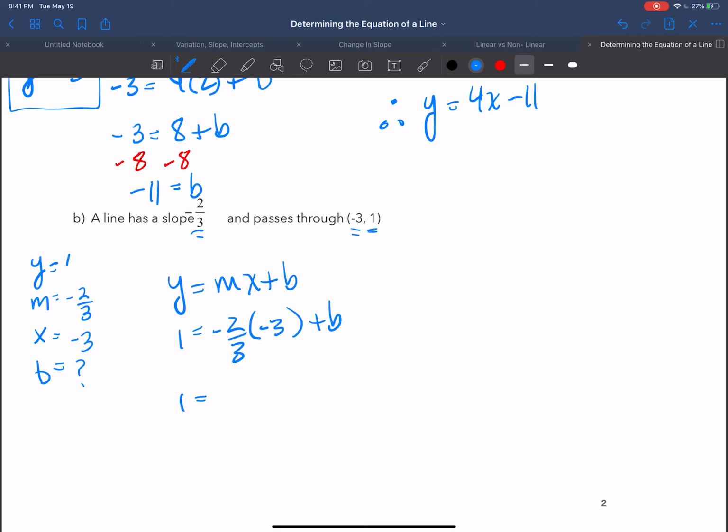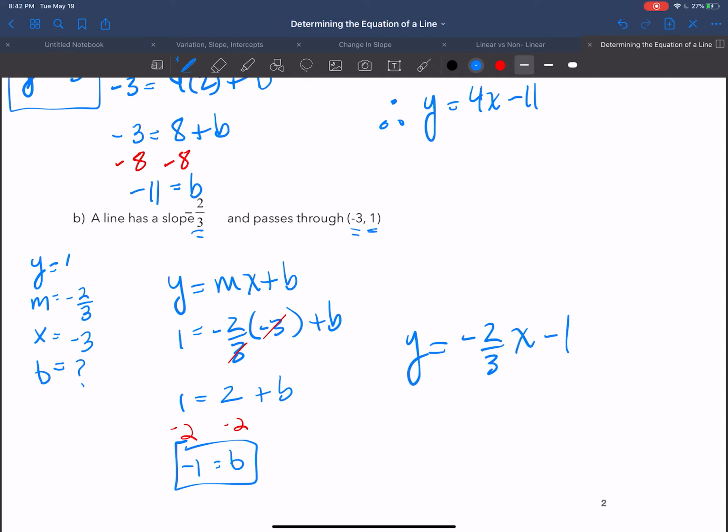So if I simplify, the negative 3 and 3 will cancel out to be negative 1. So the negative 2 will become positive 2. And now we'll get rid of the 2 to get negative 1 is equal to b. So we've figured it out. My slope is negative 2 over 3. My b is negative 1. So that's the equation.